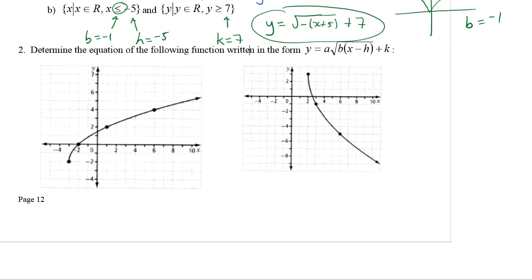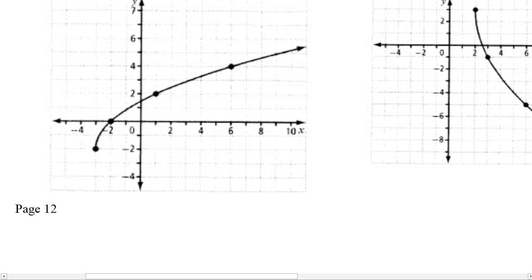Question number 2, it says determine the equation of the following function written in the form. So we have to figure out what a, b, h, and k are. So like we did before, the first thing I want to do is look at these 2 points and realize that they originated from 0, 0, 1, 1, right? So here's my original function.